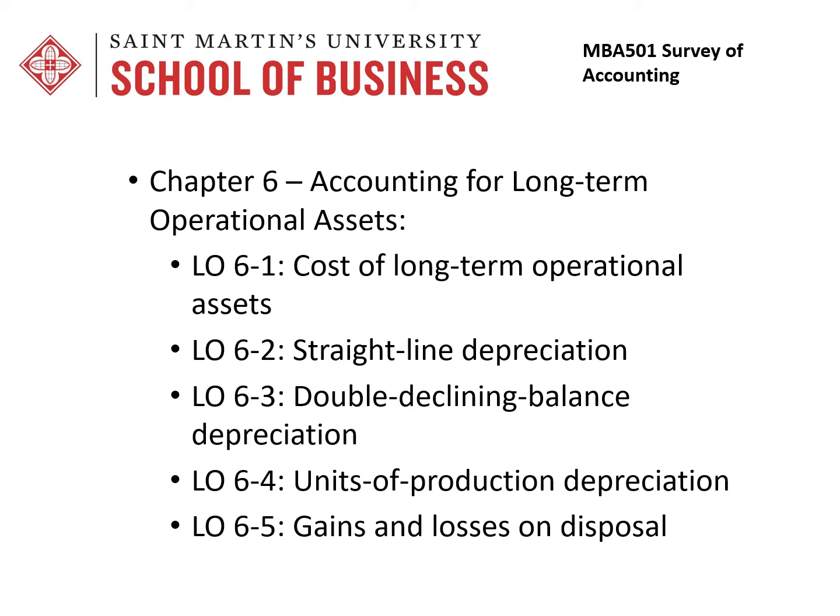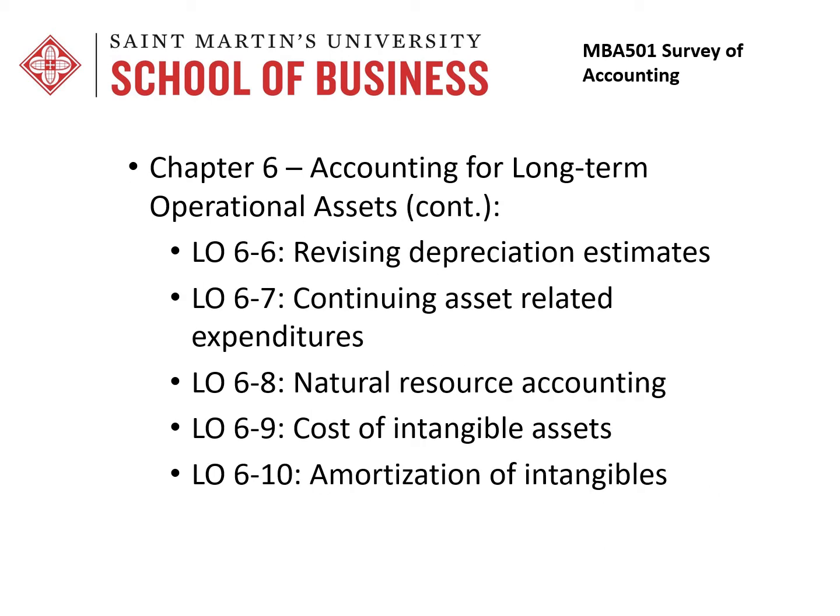The second part of the lecture for chapter 6, I'll talk about gains and losses on disposal. So what happens when we sell those kinds of assets? I'll talk about revising estimates, about continuing asset-related expenditures like maintenance and improvements. How do we account for that? I'll talk about natural resource accounting. So maybe we own stands of timber or a coal mine. How do we deal with that? And then I'll finish up by talking about both the cost and the amortization of intangible assets, so assets that we can't touch or see.